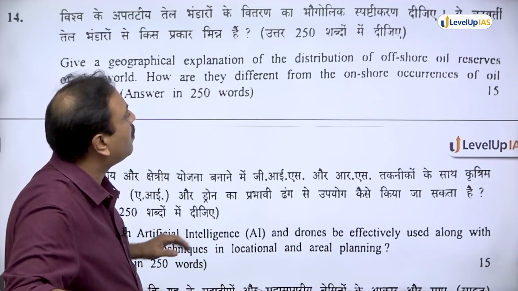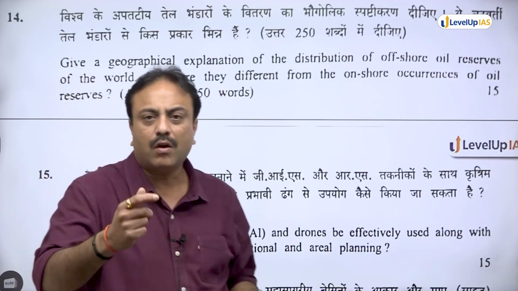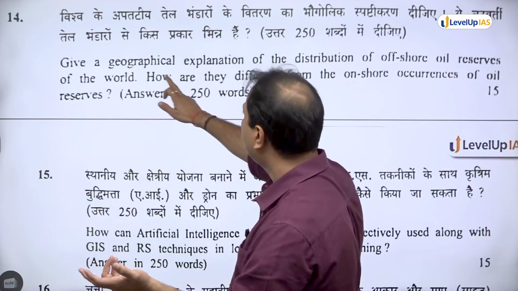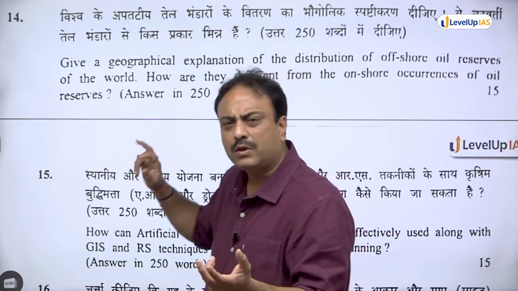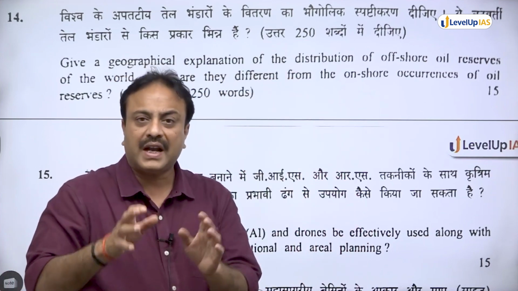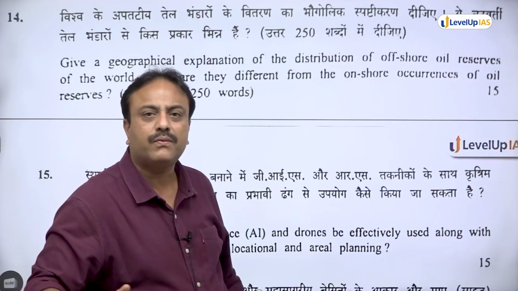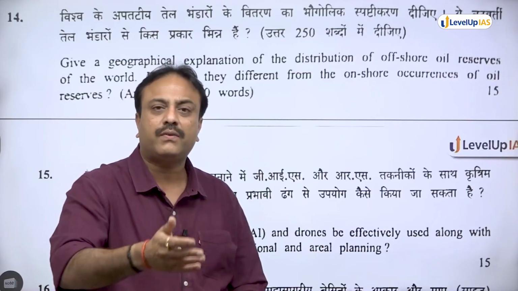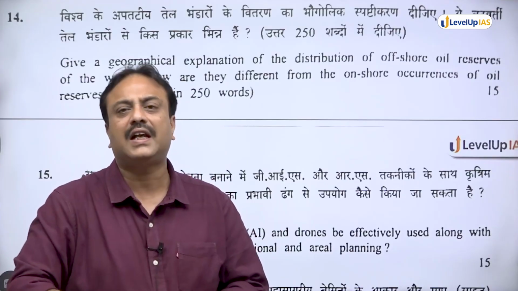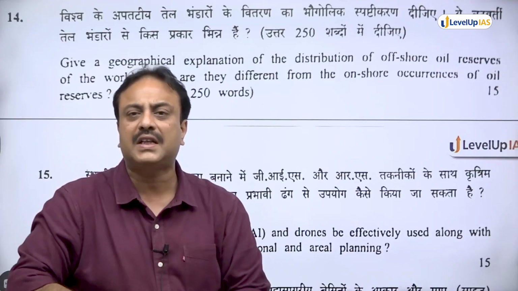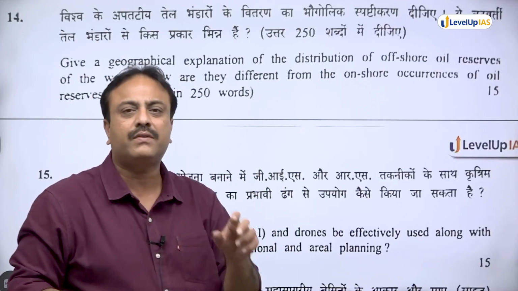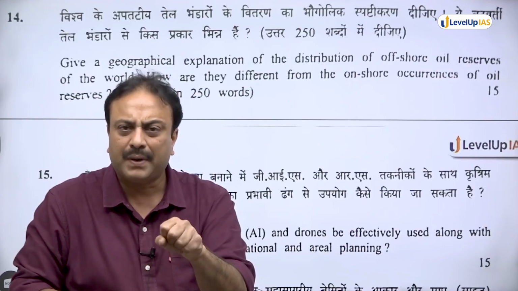How are they different from the onshore occurrences of oil reserves? Now, for onshore occurrences of oil reserves, you need to make the difference between them in terms of geographical explanation. Again, you need to explain how onshore reserves were actually formed. So you will write that offshore oil reserves are formed in those regions which were deltas of the rivers, which were continental shelves, which are now covered by sedimentary rocks. They are offshore reservoirs.